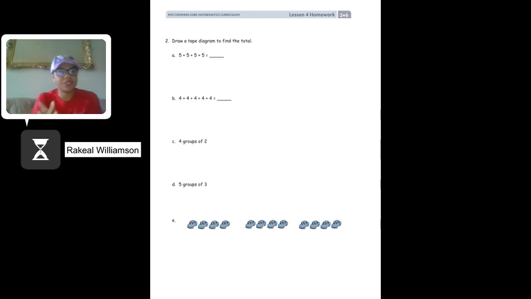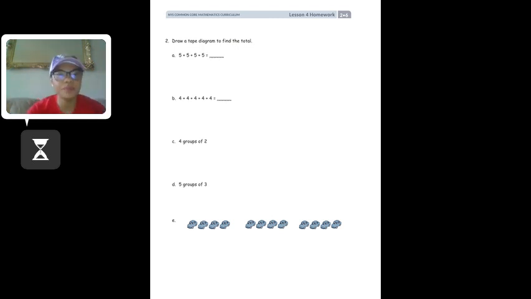Okay, now it's time to do letter C. Letter C says we're going to make 4 groups of 2. So we're going to draw a tape diagram that has 4 groups of 2. So when it says we have 4 groups and we're making a tape diagram, how many equal squares are we going to have in our tape diagram if it says 4 groups? That's right, 4 equal groups means 4 equal squares.